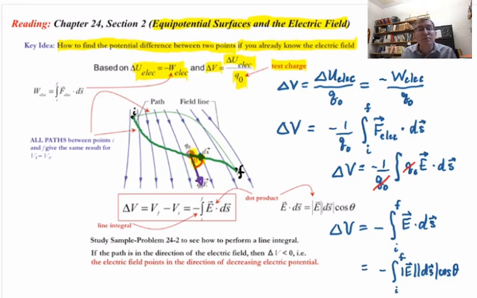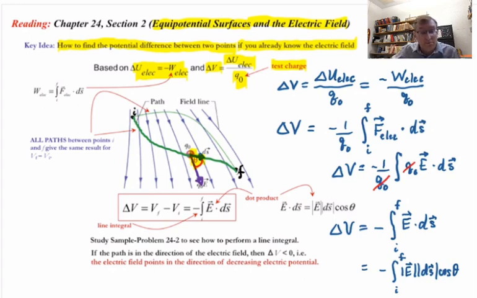Now we're going to do that same process for all the little steps between point I and point F. Okay, and there are an infinite number of them. And we've got to add up the results we get to get the grand total. And that's called a line integral. And that's what you do to get the potential difference between 2 points if you already know the electric field that is there. You pick a path between the 2 points in question, I and F, and then you do this integral, negative E dot ds.